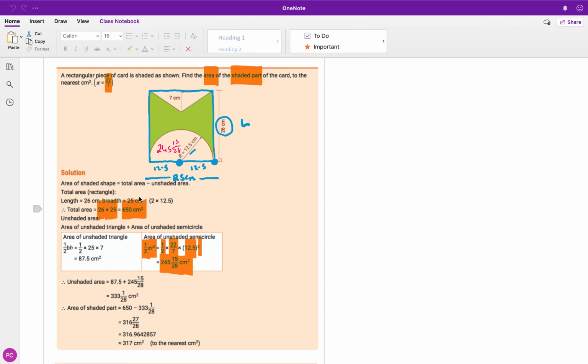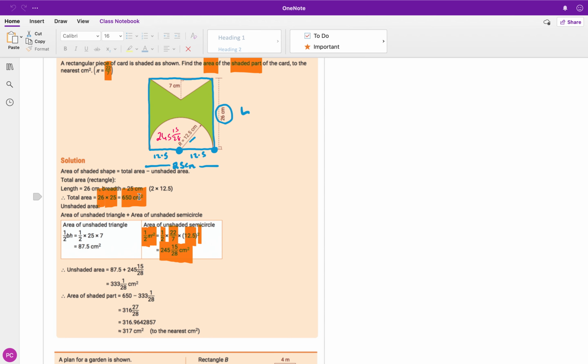For a triangle, it's half the base by the perpendicular height. So here's our formula, half the base by the height. The base of it is going to be 25, so half of 25 by the height, which is 7. So the triangle is 87.5. So we've now worked out there's the area of the triangle, there's the area of the semicircle.